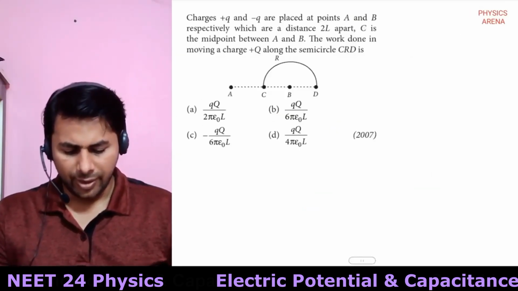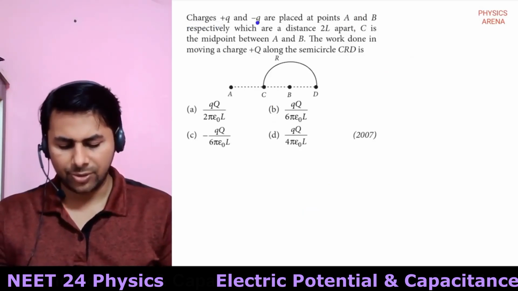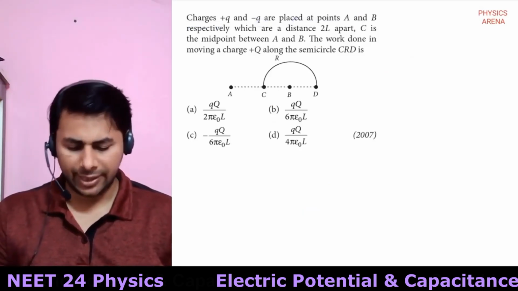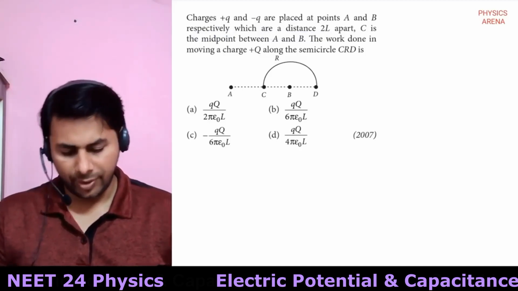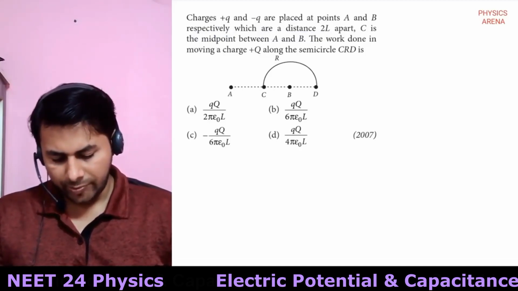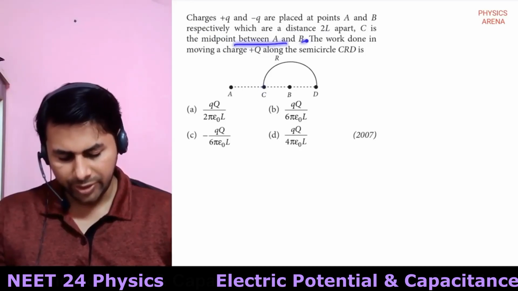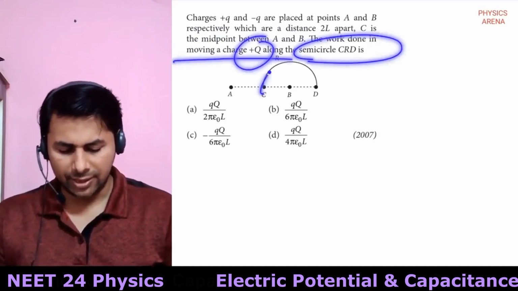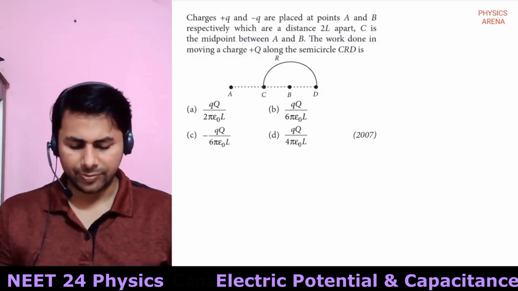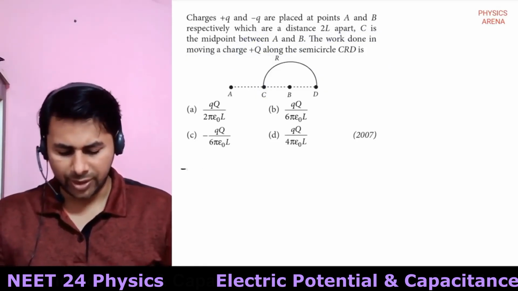Next one: charges plus q and minus q are placed at points A and B respectively, which are distance 2l apart. C is midpoint between A and B. The work done in moving charge plus Q along semicircle CRD is? Tell me how much would be the work done?